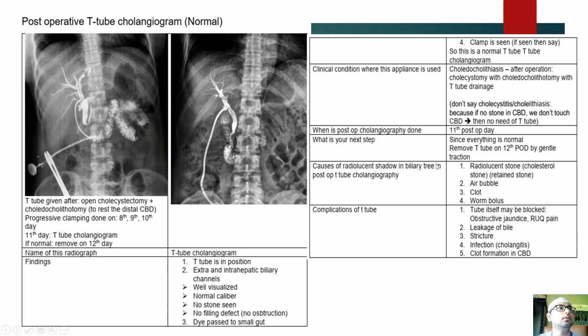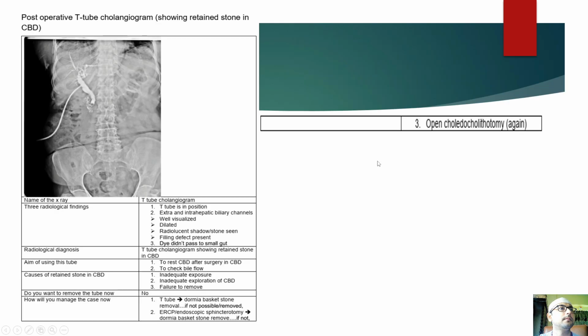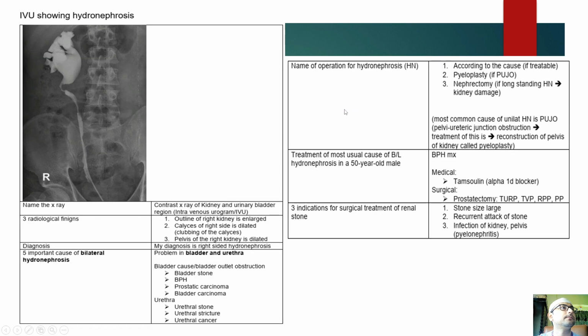these are the very common X-rays. So the post-operative T-tube cholangiogram, you have seen that. Now this is the IVU showing hydronephrosis, intravenous urography. So when we need to know the architecture of the renal system, not only the kidney but also the ureter and excretory portion, we will perform intravenous urography, and some stones can be visible through IVU. Like a contrast X-ray of the kidney and urinary bladder region, intravenous urogram, IVU.